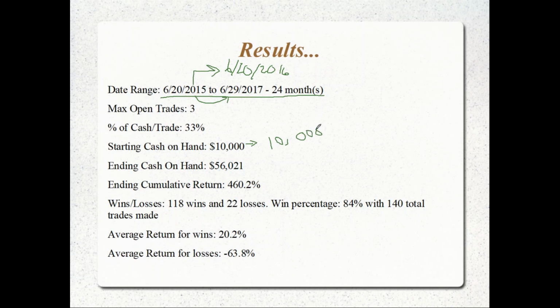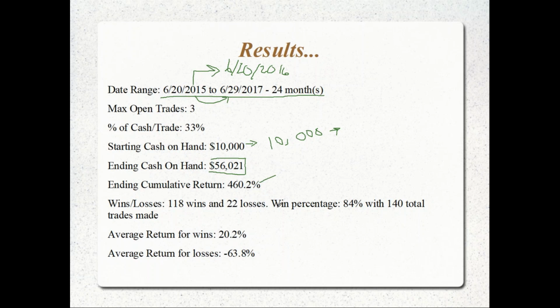And using that search criteria and taking the top 3 sorted by return, the ending cash on hand after 24 months was $56,021, so a return of 460.2%. Don't get excited. Let me explain something that I did wrong here in just a moment.